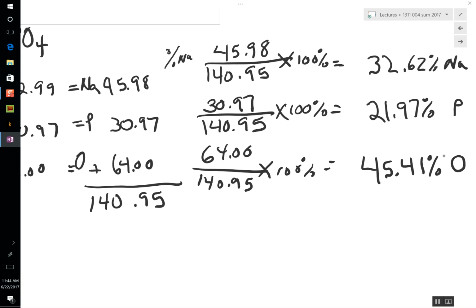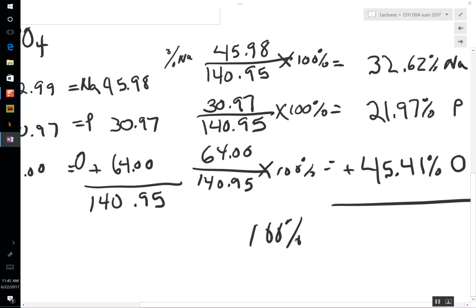Okay, so what should those three numbers add up to? Hopefully 100. What we're saying is the sodium phosphate is 100% made out of sodium, phosphorus, and oxygen. These are the only three elements in sodium phosphate. So if we have the percent sodium, the percent phosphorus, and the percent oxygen, these should add up to 100%. And that's one way you can check yourself, is add them all up.